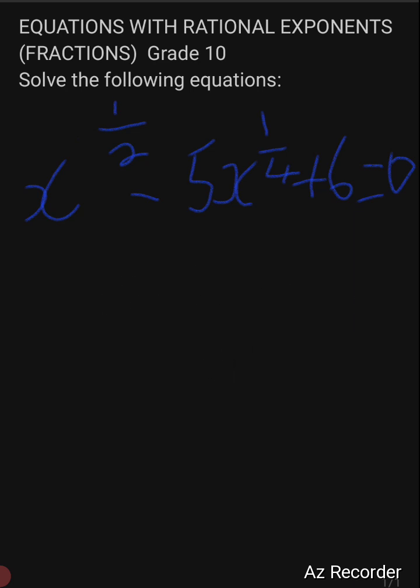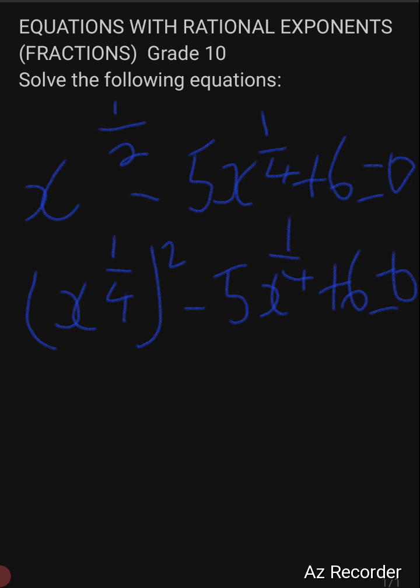So what are we going to do? In other words, we are going to write x to the power of 1 over 4, squared, minus 5 times x to the power of 1 over 4, plus 6 equated to 0. In this manner, it will be easier for us to solve this equation. But some can use a K method. It is also advisable to do it in that manner as well.